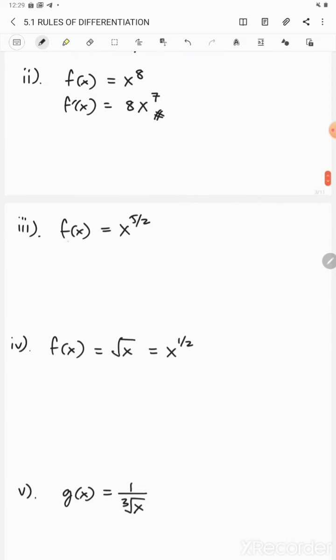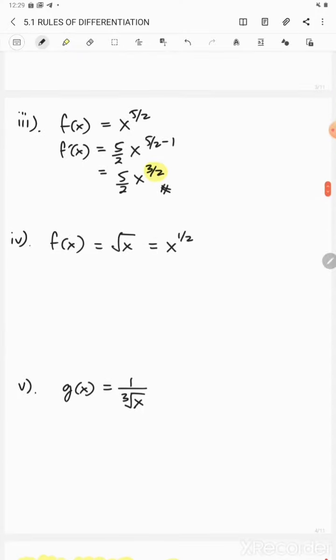And example 3, we have here f(x) equal to x power of 5 over 2. Differentiate this, you have to bring the power down. Even though we see a fraction here, don't worry, just do it. Just remember there are 2 steps involved. 5 over 2, x remains, and then the power you have to minus 1. So 5 over 2 x, 5 over 2 minus 1, we get here 3 over 2. That's all. Here, the power is already positive, don't worry. If you see a negative power in the next question, you have to bring it down.